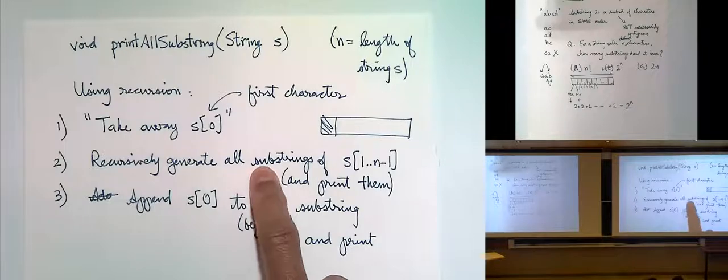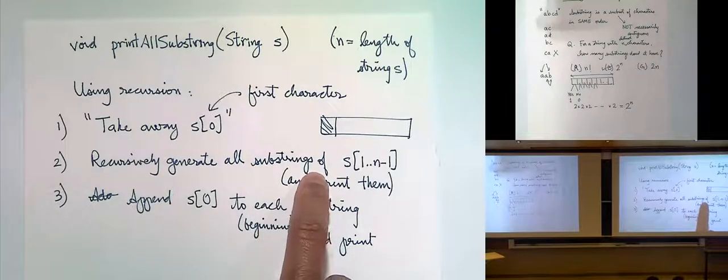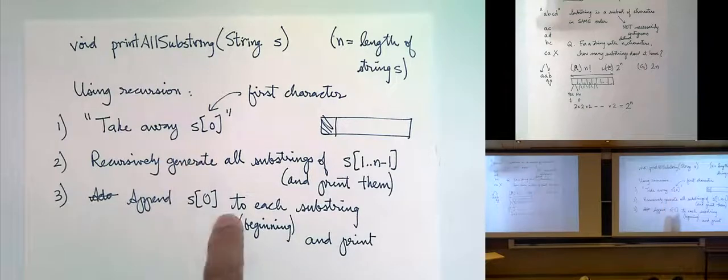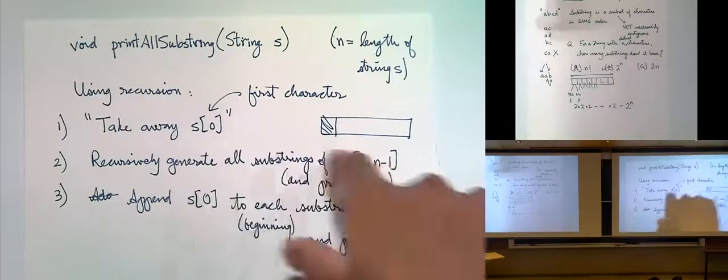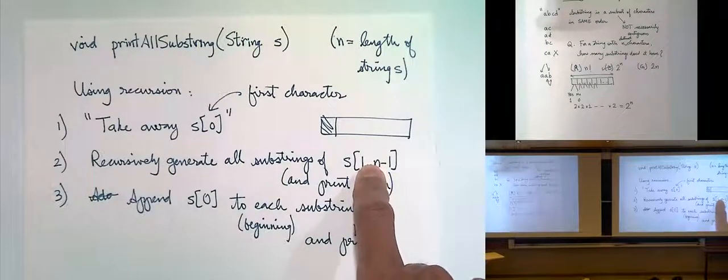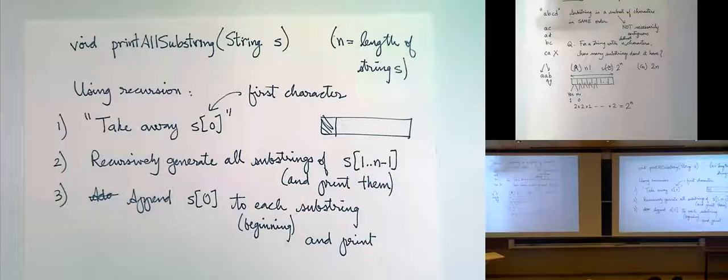Loop through all of these? Yeah, but then you have to append it to each substring that you generated. This appending means that you need to know what all the substrings are. Does that make sense? Pass the substring to the next one and append it as you print?